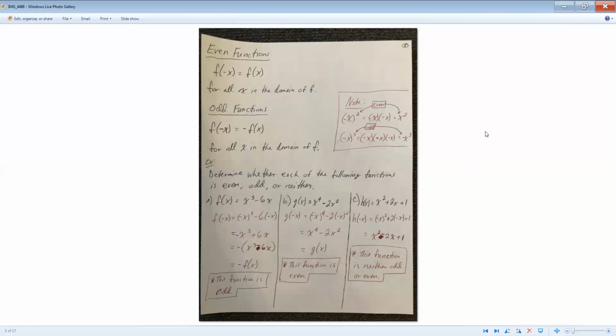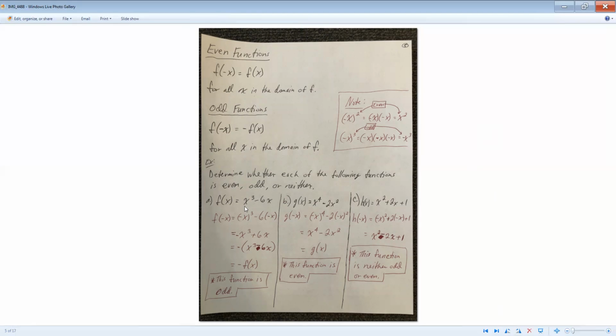Even functions. If you have an even function, when you plug in negative x into the function, you get your original equation. If you have an odd function, when you plug in negative x into your function, all of your signs will be different or opposite of your original equation. So let's determine if our function is even, odd, or neither.